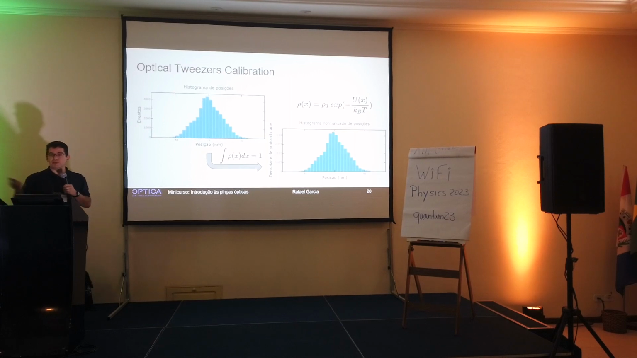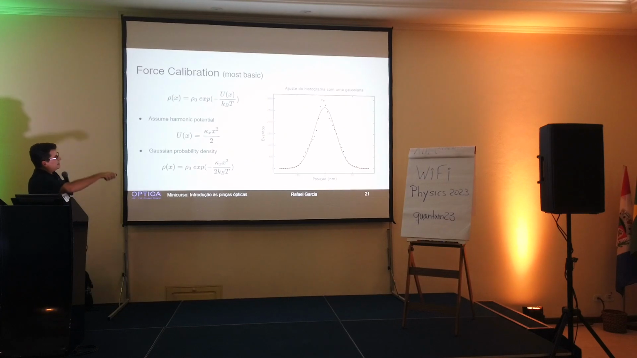So it follows a Boltzmann distribution for the position, which depends on some external potential, the trapping potential, and here is the stochastic force, the temperature, all right? So basically doing a fit, I'm just assuming that I have a harmonic potential. This is an assumption that is fair enough for many cases.